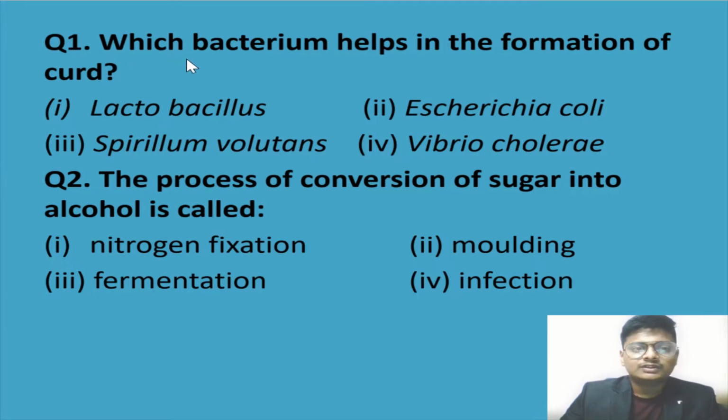The first question is, which bacteria help in the formation of curd? The answer will be lactobacillus. The second option is Escherichia coli, the third is Pseudomonas, and the fourth is Vibrio cholerae. I only talked about lactobacillus, so you will go with that answer. The second question: the process of conversion of sugar into alcohol is called, you can see the answer, fermentation.